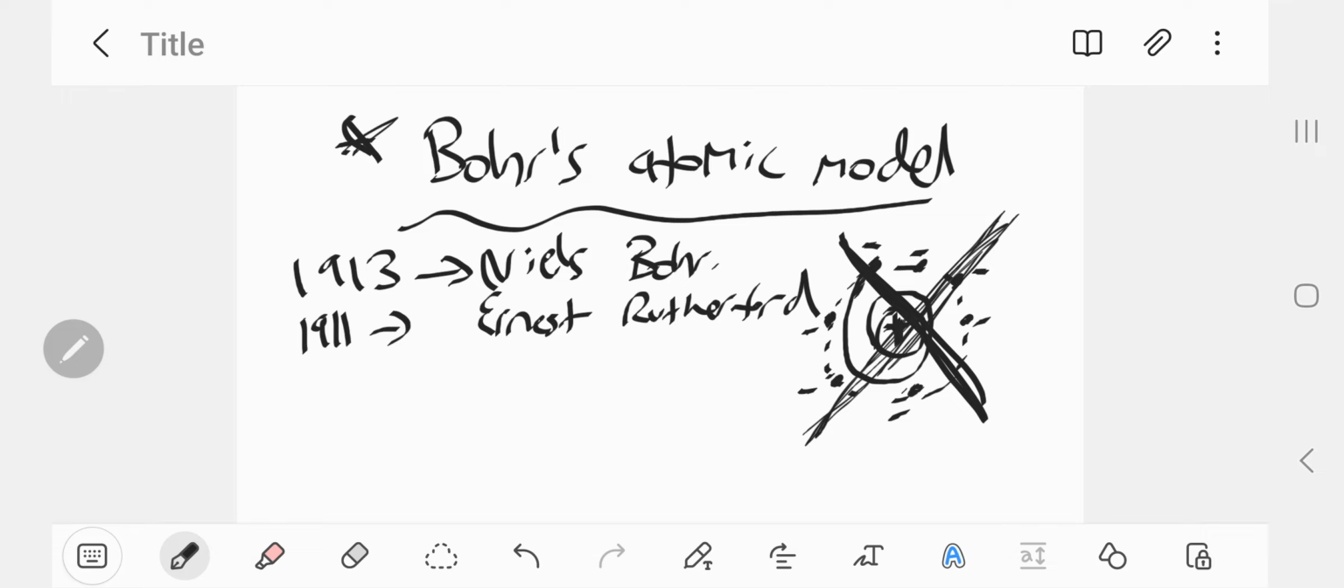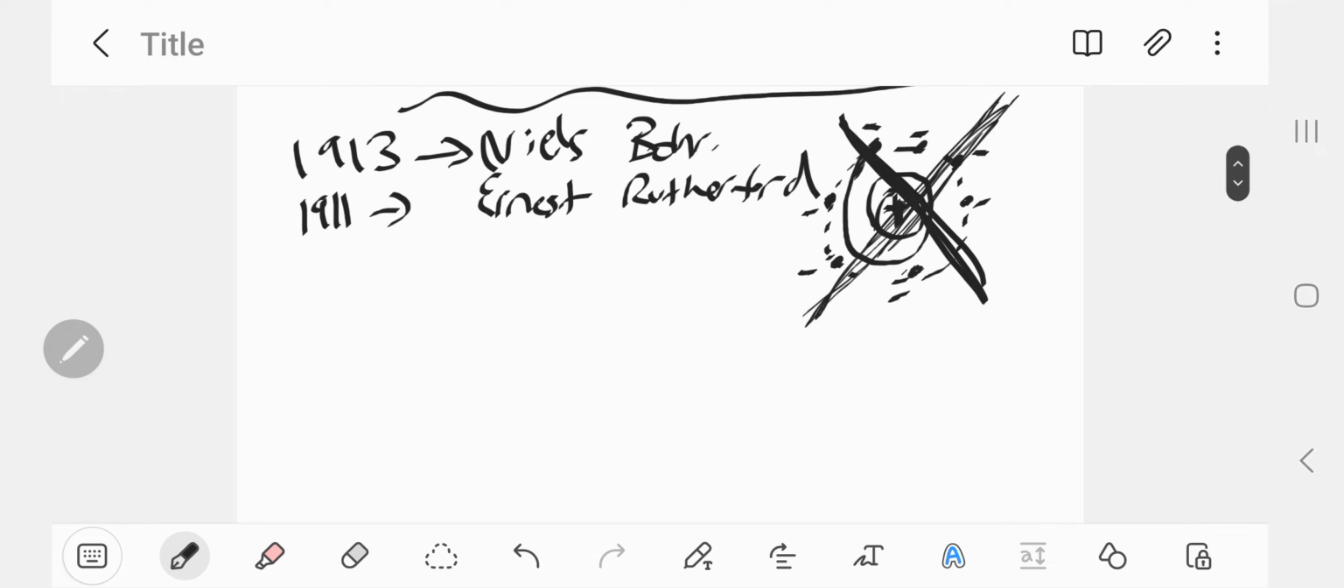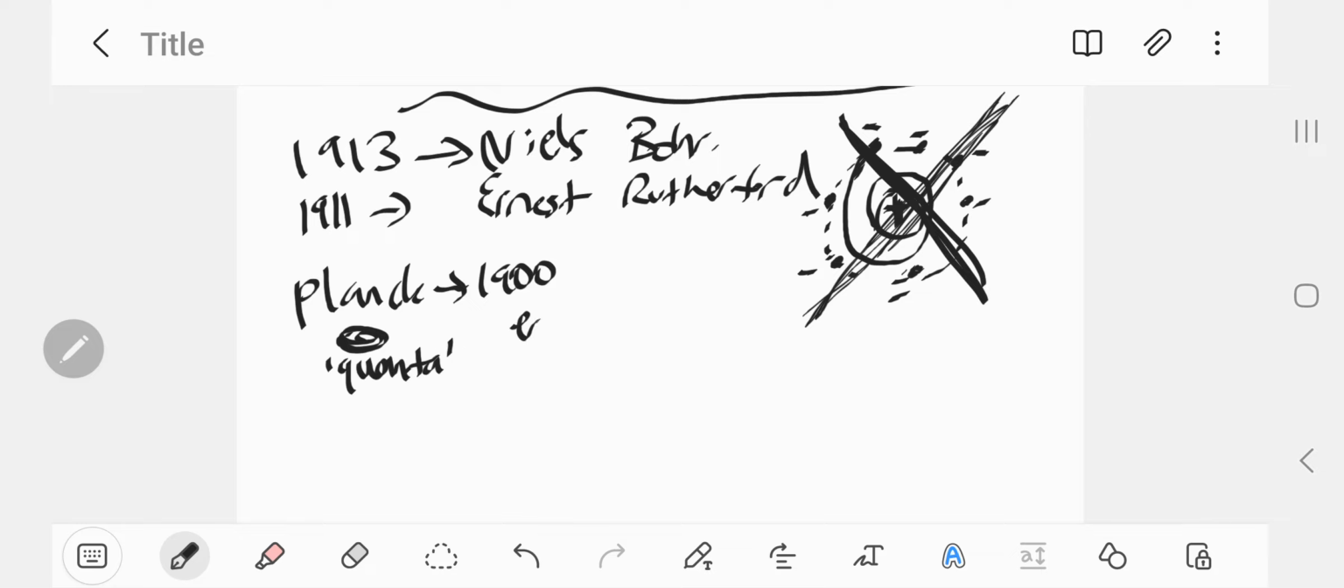So Bohr wanted to further refine this model. And what he did was he based his work off Planck, Max Planck, also known as the father of quantum physics. He kickstarted the quantum physics revolution in 1900. And he proposed that energy comes in chunks, in discrete chunks called quanta. In other words, any form of radiation, electromagnetic radiation, like X-rays, etc., comes in discrete chunks, and energy is quantized. It's a fancy way of saying that energy comes in discrete chunks.